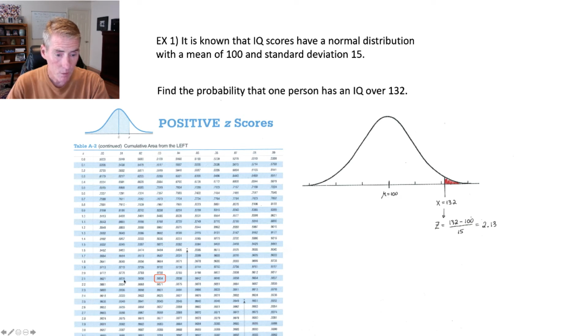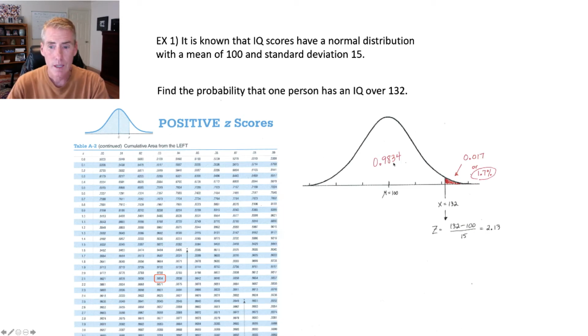So 2.13, that's right here. 0.9834. But that means the left side is 0.9834. Then, to get the other side, you need to go 1 minus 0.9834. And when you do that, it turns out to be 0.017, or in other words, 1% of people in the United States are considered geniuses. Now we'll do the same thing except with a group of people, and the answer should be much smaller.